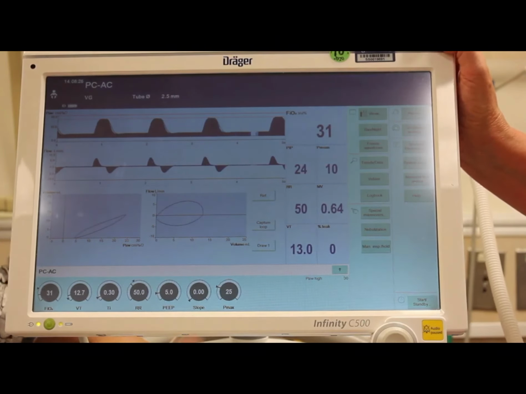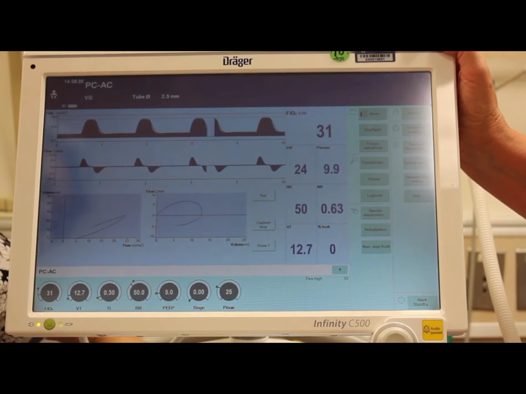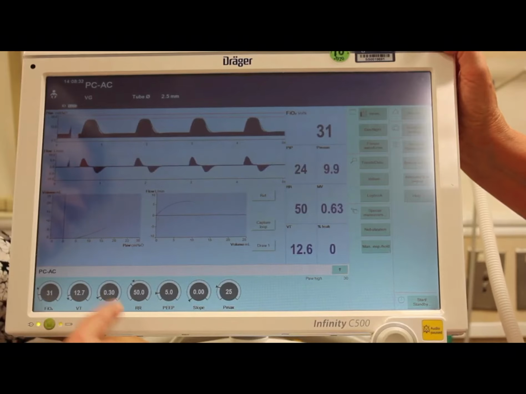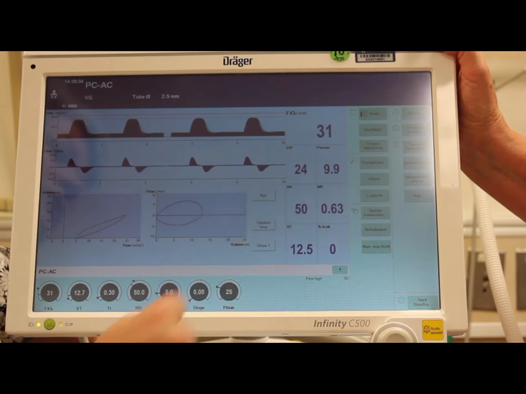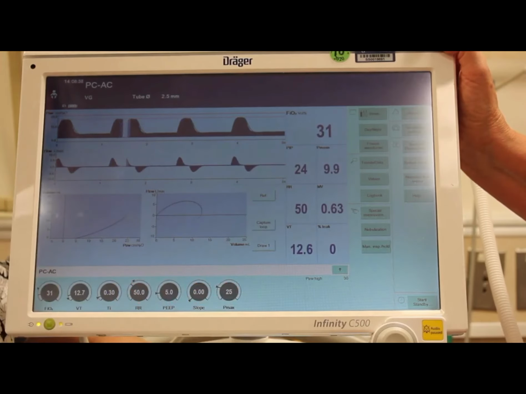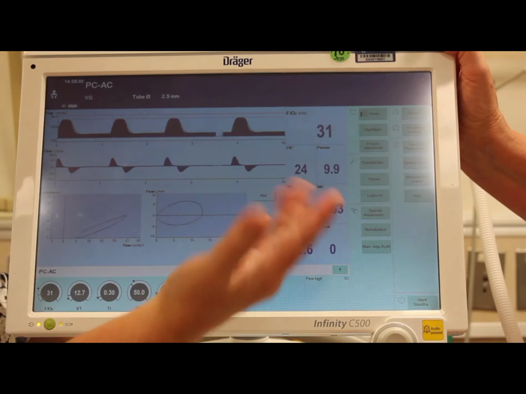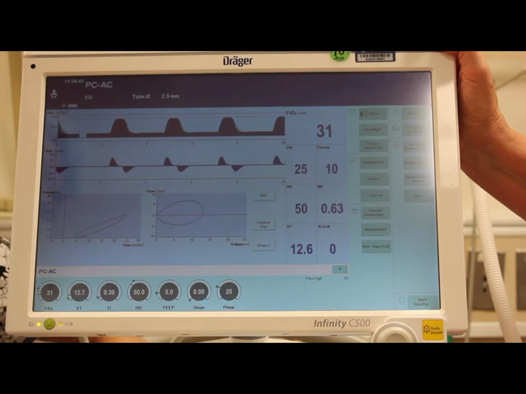So can this number ever be less than the number that's set here? No. All right, so the minimum rate that this baby can breathe is 50. Correct. So if the baby's sleeping or sedated, the baby will get 50 breaths. Right. If he's crying or agitated, this can be 90 breaths. Yes. Okay.